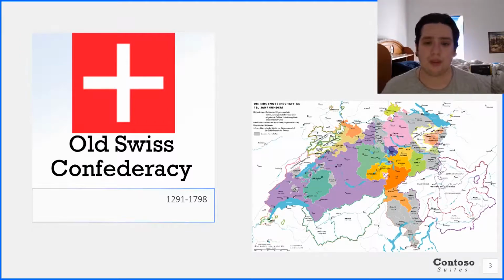So, the Old Swiss Confederacy was a loose confederation of independent small states, or cantons, within the Holy Roman Empire itself. It is the precursor of the modern state of Switzerland. It formed during the 14th century from a nucleus in what is now known as Central Switzerland, expanding to include the cities of Zurich and Bern by the middle of the century.